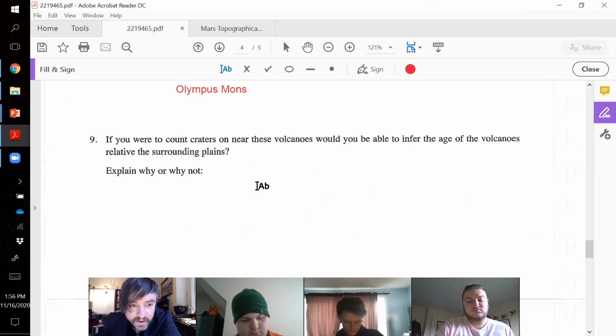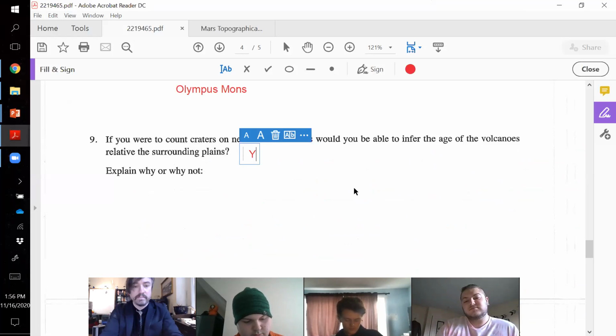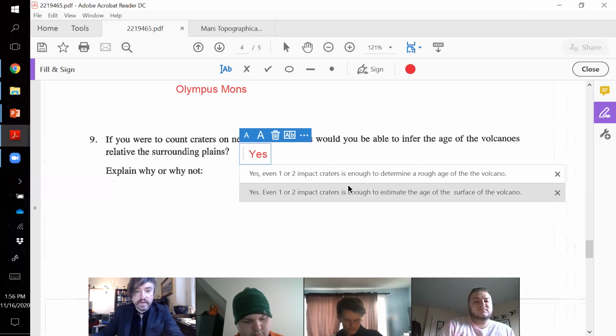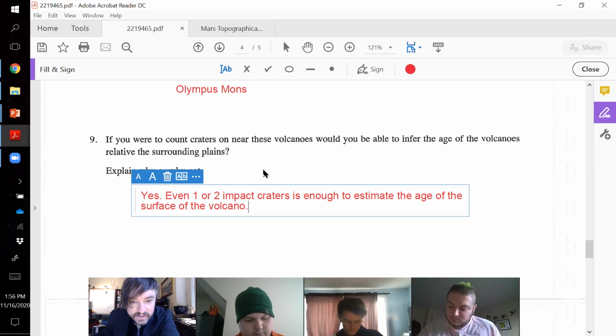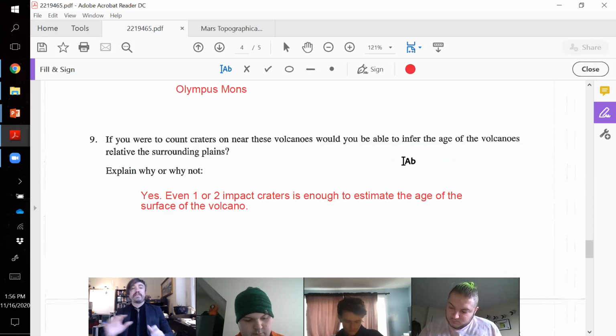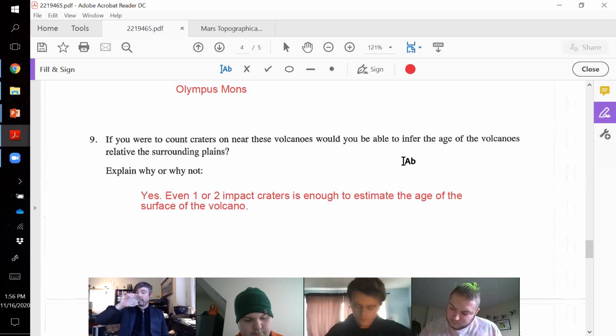So what's the answer to this question? If you were to count craters, would you be able to infer the age of the volcanoes relative to the surrounding plains? Yes. Yes. And that's because even one or two impact craters is enough to estimate the age of the surface of the volcano.